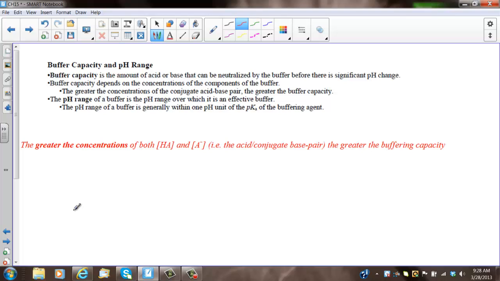And the pH range of the buffer is the pH range over which it's an effective buffer. So different buffers have different pH ranges. The pH range of a buffer is generally within 1 pH unit of the pKa of the buffering agent. And I just pulled out this sentence because it's the most important. The greater the concentrations of both the HA and the A minus, meaning the acid conjugate pair, the greater the buffering capacity.